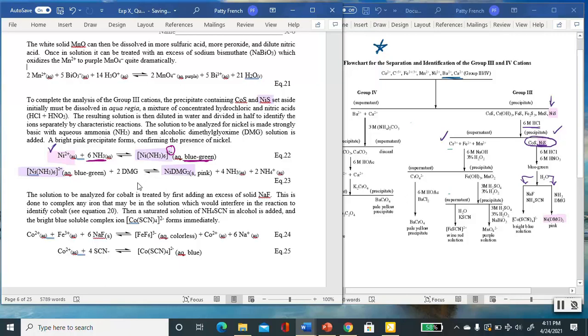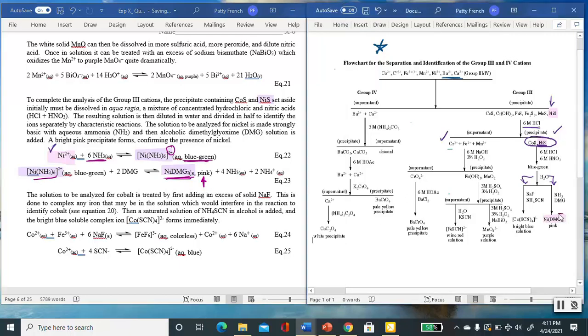Then we added dimethylglyoxime, or DMG, to it, and changed the complex ion to an actual compound that involved dimethylglyoxime with nickel. And this is a very characteristic bright, bright pink precipitate. And that's what we used to identify the nickel.